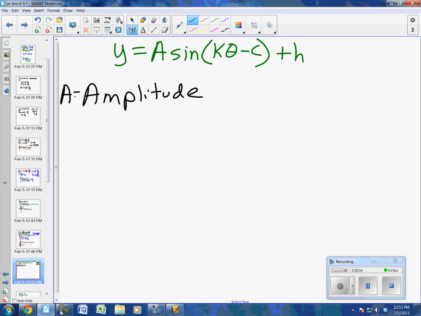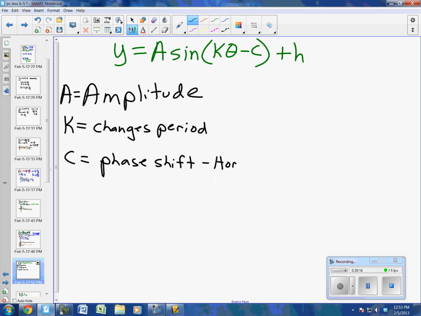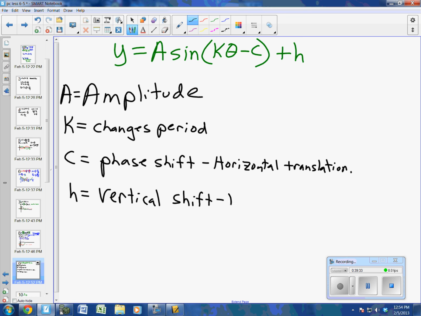A is what? Amplitude. What does k change? It changes the period, how often it oscillates back and forth. What does c do? Phase shift or horizontal shift. You can think of it as a horizontal translation. And what does h do? Vertical shift, or vertical translation. It goes up or down. We got that? Did you write down this equation? You can write one down for cosine as well, because now we're going to put it all together and see if you can do all 4 of these things. You got it? Andrew? Yeah, it works for sine and cosine.